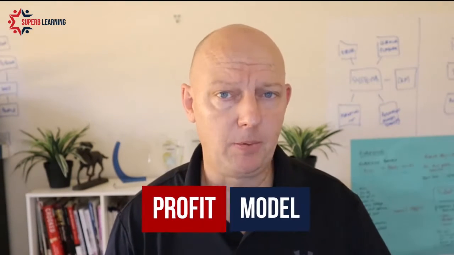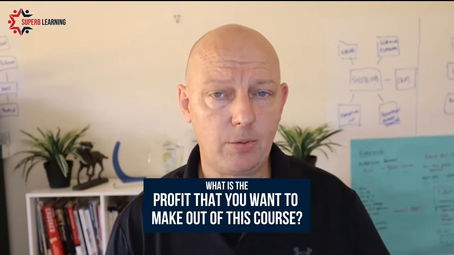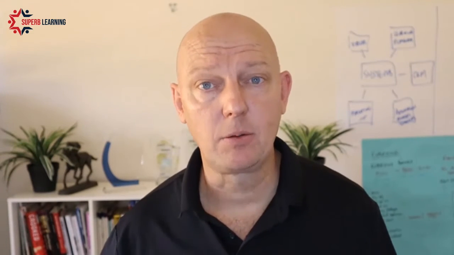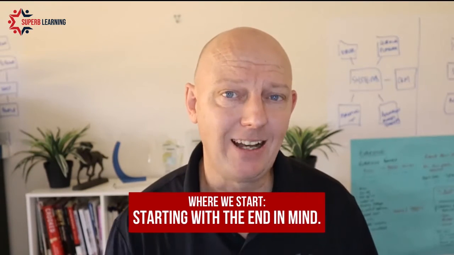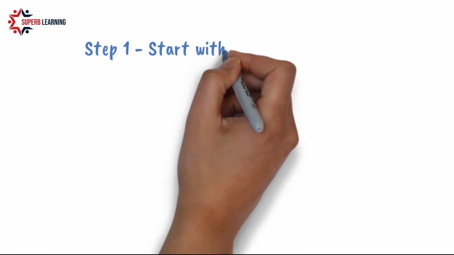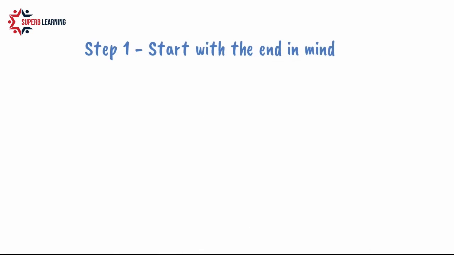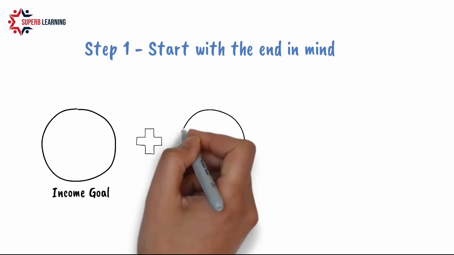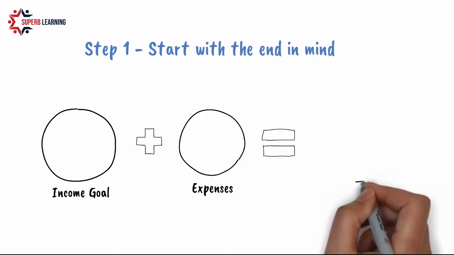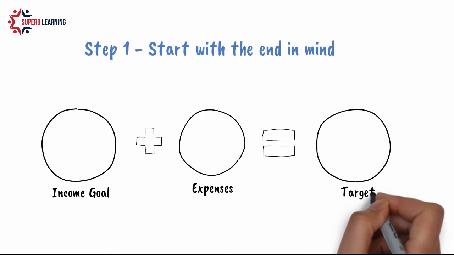And this is where we step into our profit model and looking at, well, what is the profit that you want to make out of this course? Now that can be a profit per week, per month, per annum, but that is where we start, starting with the end in mind. So let's have a look at how this model can work. So the first thing is, as I said, we want to start with the end in mind. So we look at what is our income goal. We add to that our expenses. So what are the expenses that cost us to build the course, and maybe they're proportioned over time. That is then going to give us our target.